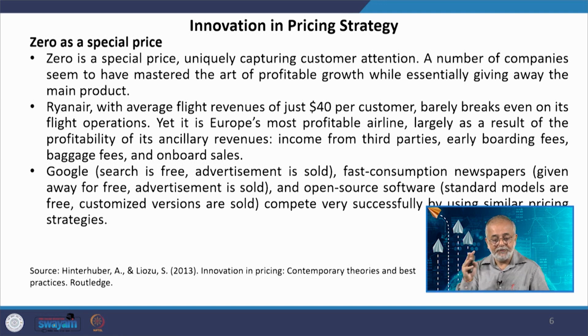So, Ryanair, with average flight revenues of just $40 per customer, barely breaks even on its flight operations, yet it is Europe's most profitable airline, largely as a result of profitability of its ancillary revenues: income from third parties, early boarding fees, baggage fees, onboard sales, and so on. The sugar industry has also been looking at this in India. When you see, from selling sugar, they have a different kind of revenue which might not be so high, but then they have product integration and process integration and so many things which they are doing. That is how overall profits are quite high.